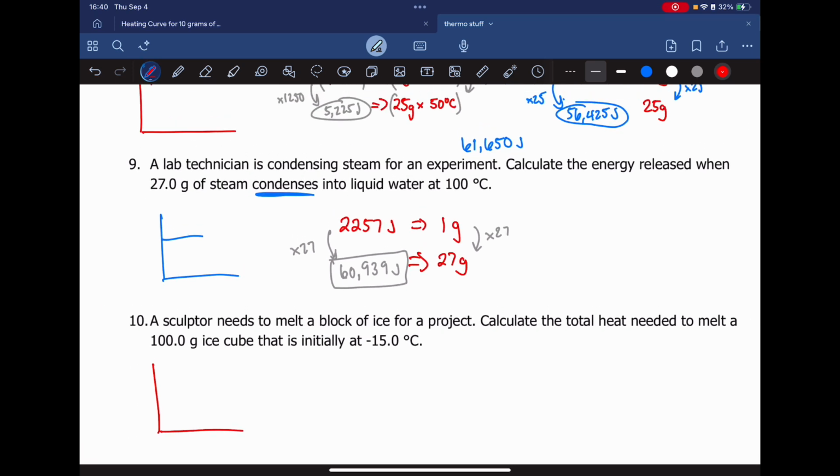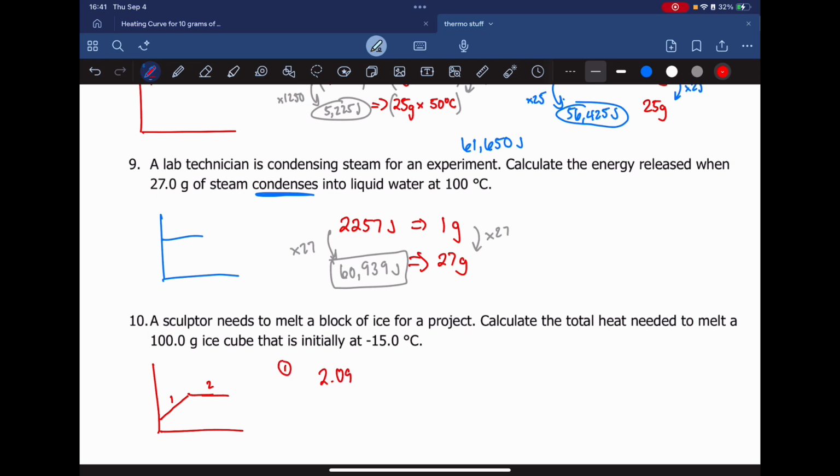So we're starting our ice at negative 15, and we need to melt it. It can't melt at negative 15. If we apply heat to it, it won't start melting. It'll start increasing its temperature until it gets to its melting point, which of course is 0, and then it can melt. So this is a two-stepper. All right. Specific heat of ice, 2.09.